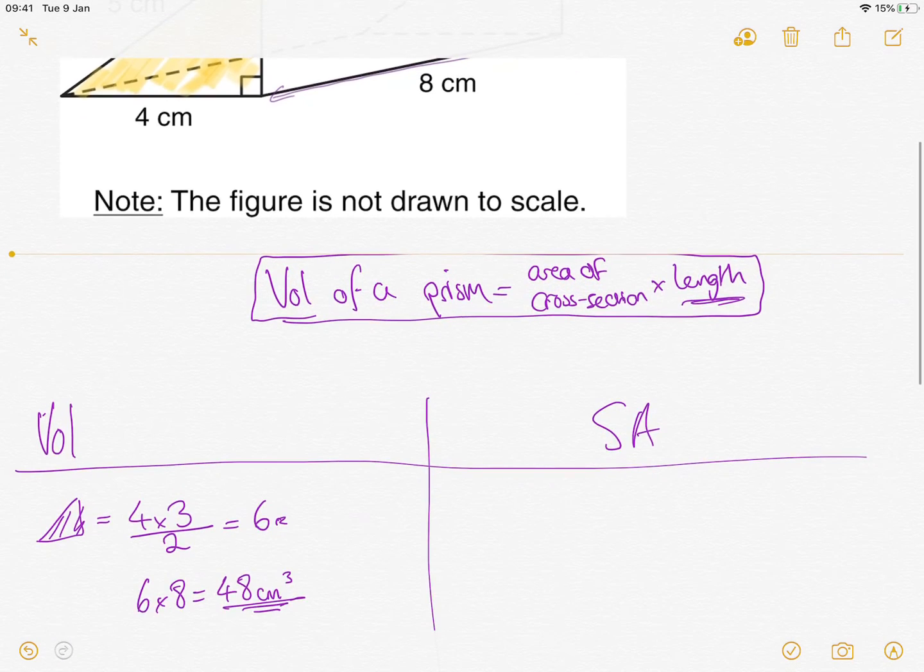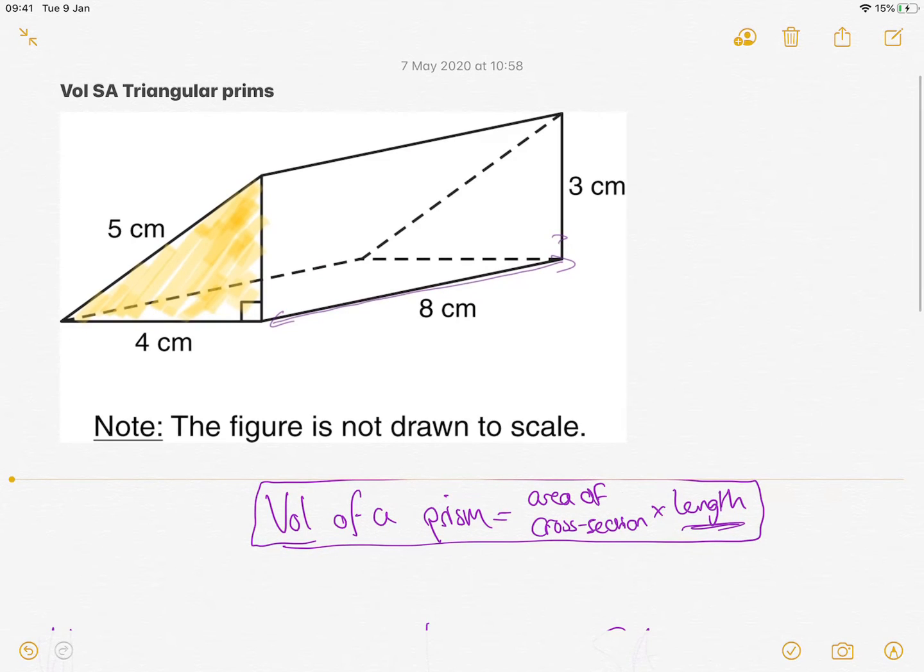Right, surface area, and we were really good at this before lockdown, so hopefully it's just a bit of a reminder to you. The sort of words that are associated with surface area are covering the shape, or if you wrapped the shape in something, or if you're thinking about the packaging, so the amount of paper you'd need to cover it again.